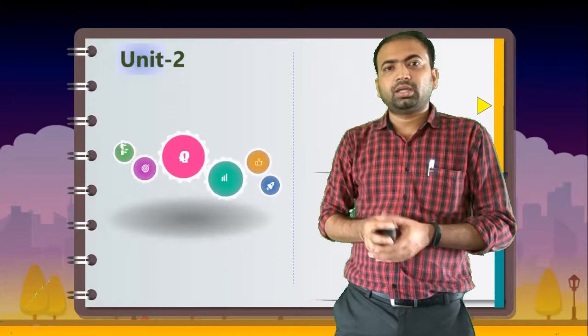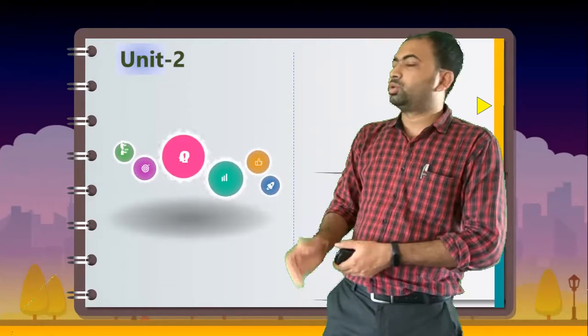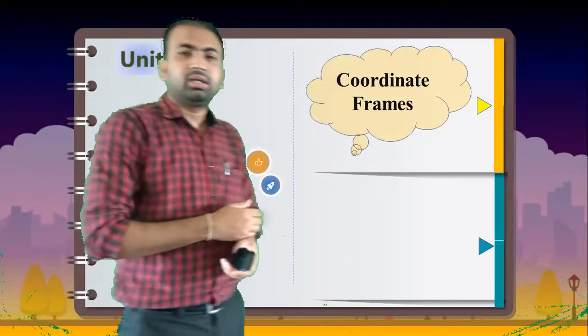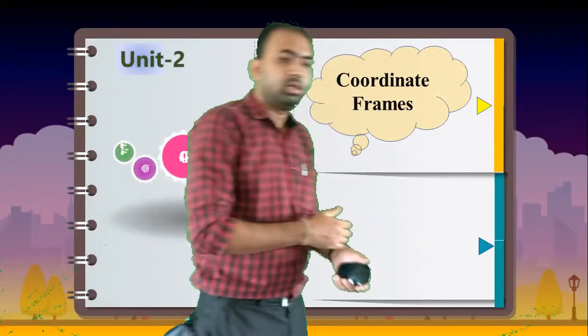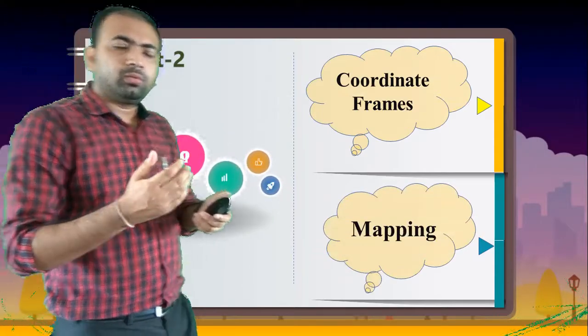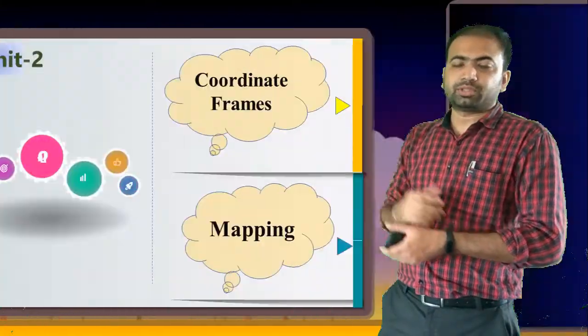Now we will study the dynamics and kinematics behind movement of various robotic arms. First and foremost, in the second unit, we are going to learn about coordinate frames. Then we are going to study the concept called mapping. Now, first of all, we will start with coordinate frames.